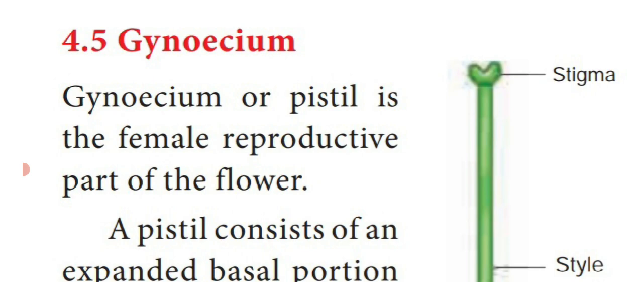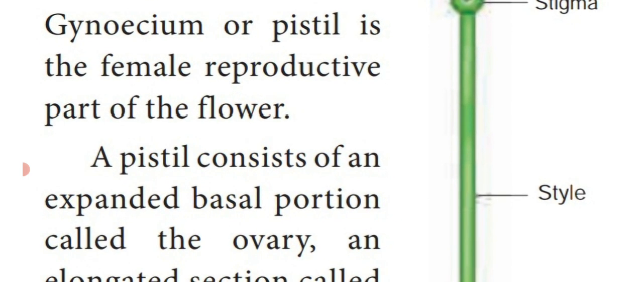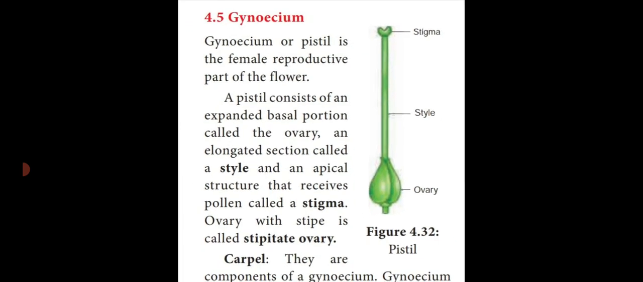It is the female part of a flower. The gynoecium is otherwise known as pistil. The pistil consists of 3 parts. An oval shaped basal portion is known as ovary. At the tip of the ovary, a slender, that means straight, thread-like or stalk-like structure is known as style. At the tip, the oval shaped body is known as stigma.